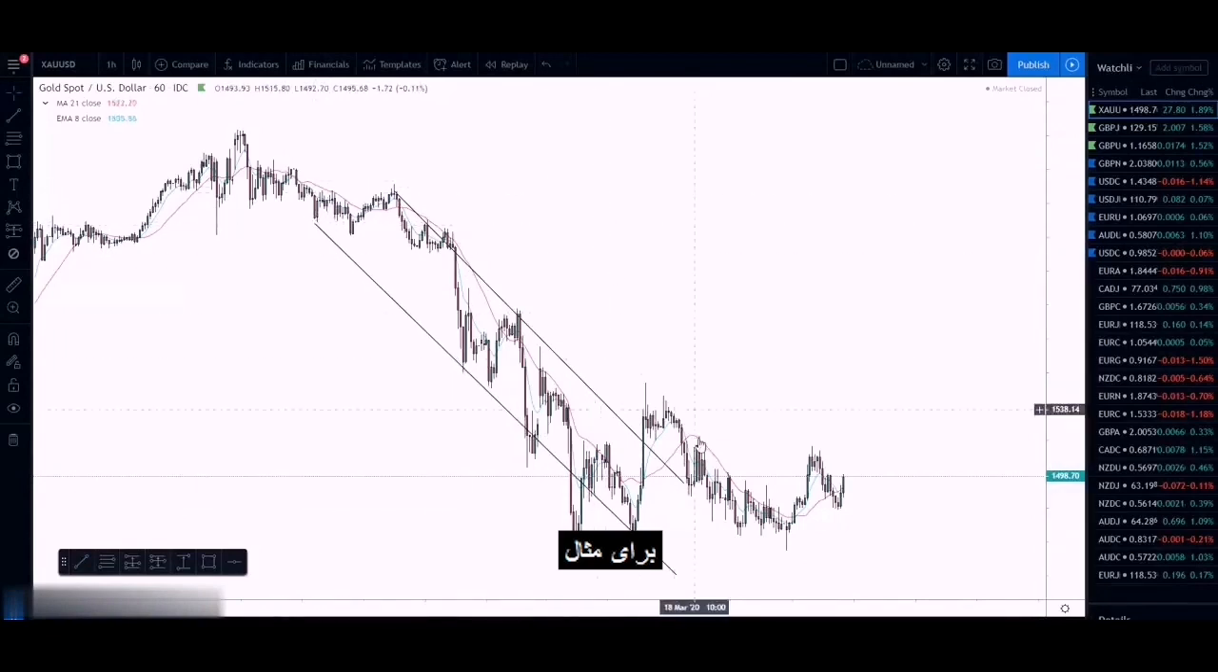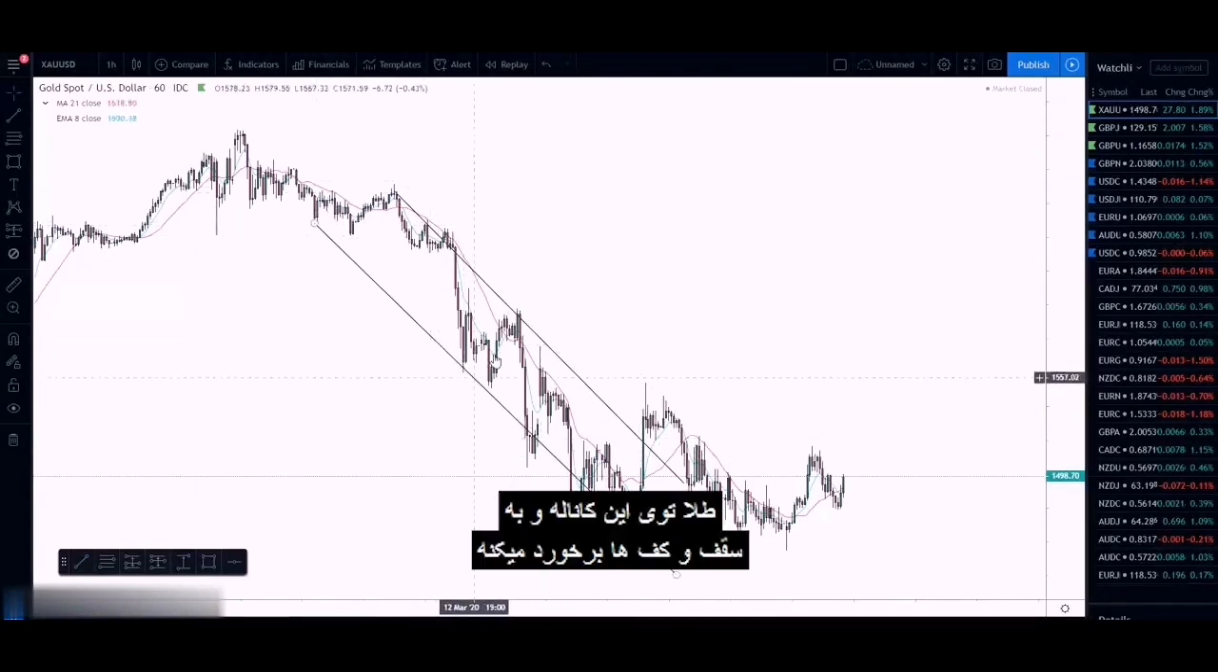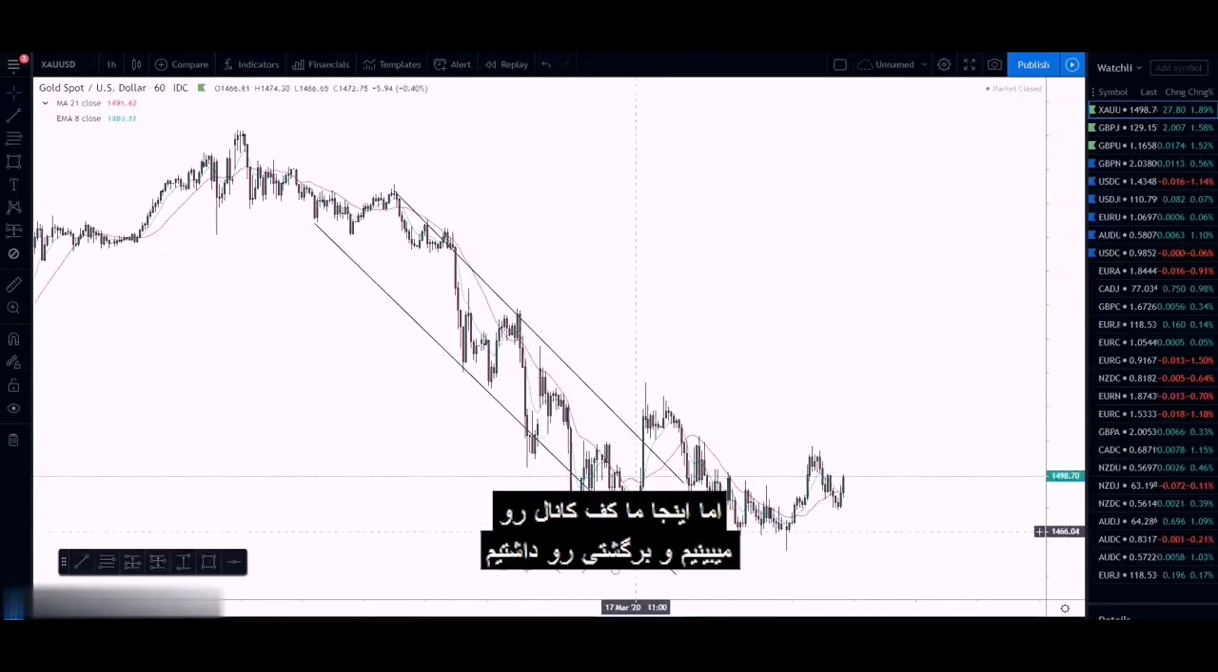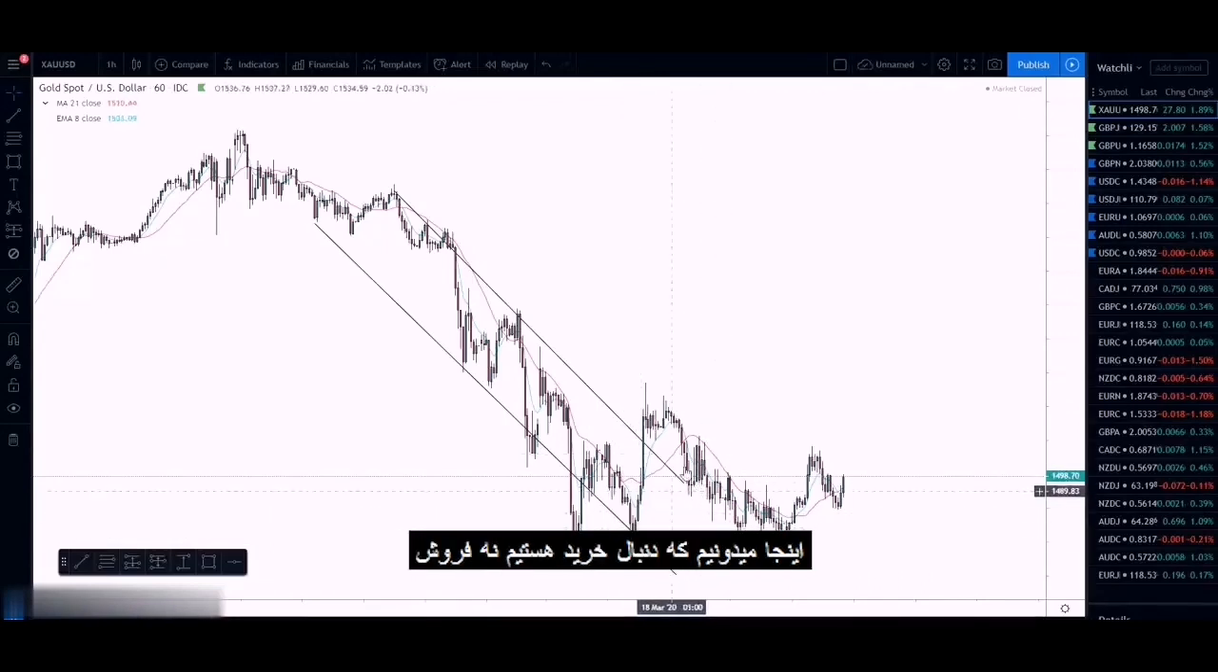For example, gold is in a channel, right? Top's being hit, bottom's being hit, top's being hit, bottom's being hit. But right here, we see that we're at the bottom of a channel and we rejected it. So here's how we find our setups. Now we know here we're looking for long setups, not short, but long setups. We're going long. That means we're going for buys.